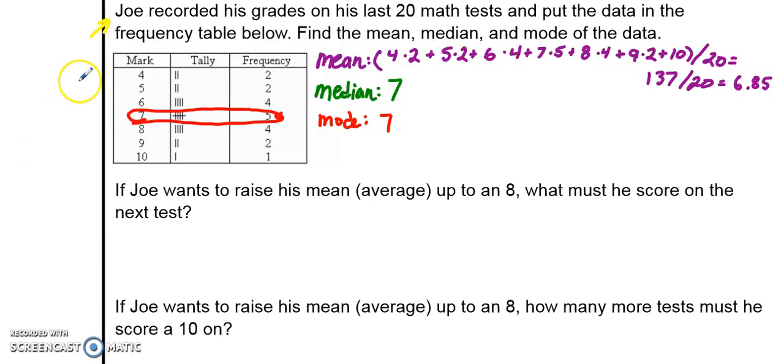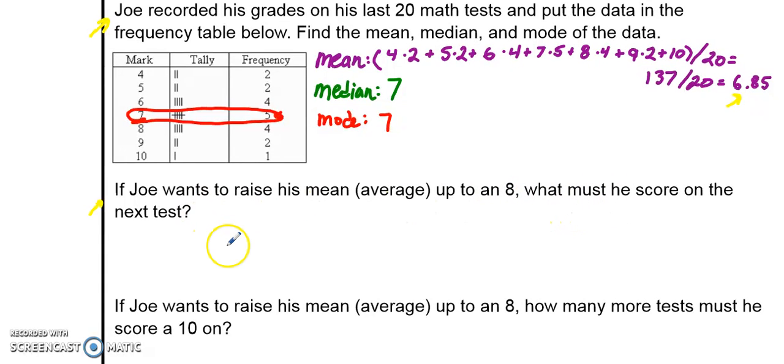Well, Joe is in that kind of situation right now. Right now, Joe has an average of 6.85. If Joe wants to raise his mean or his average up to an 8, what does he have to score on the next test he takes?